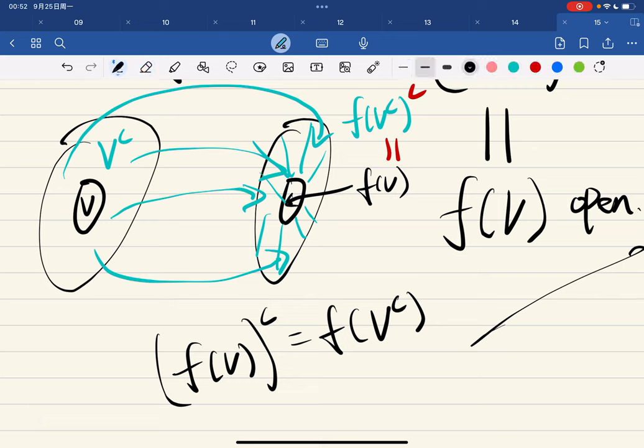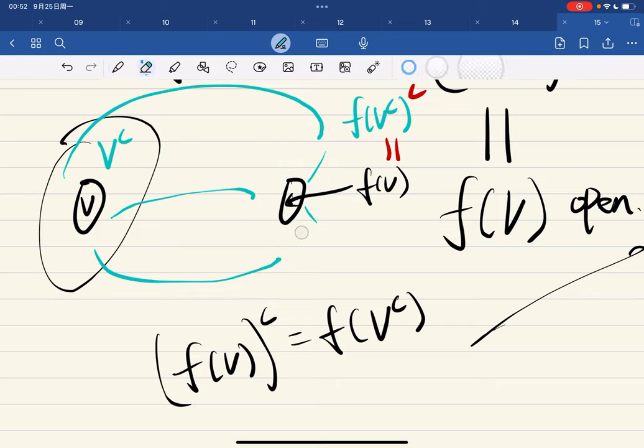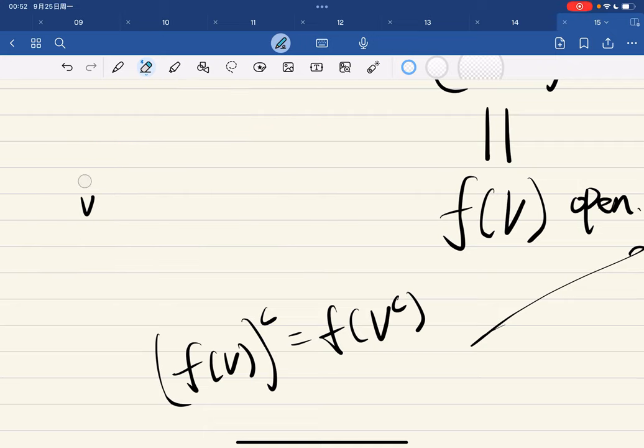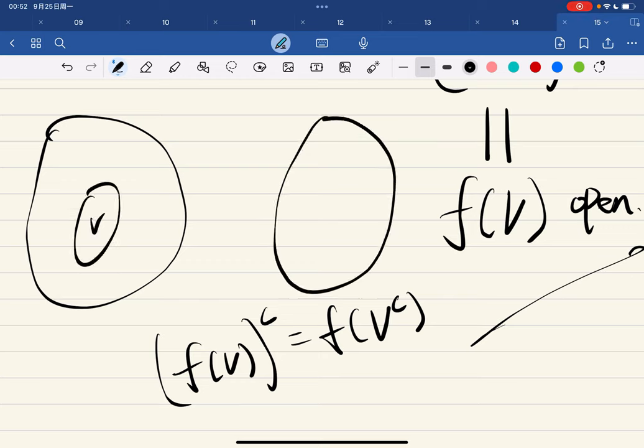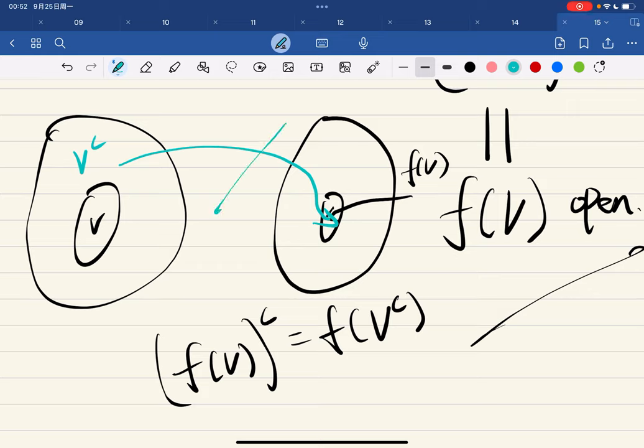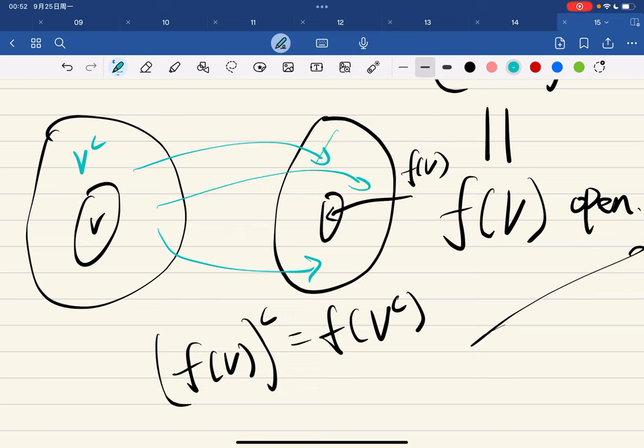Let me just redraw everything. So say you have f of v here, and then the complement of f of v here, right? And here's v complement. Well, all of v complement cannot map to f of v because it's bijective. If you're in v complement, you must map to f of v complement, right? So all the vc's map to here, all these parts.